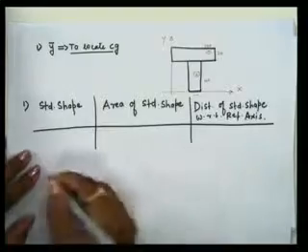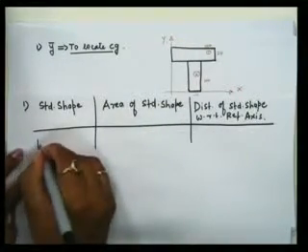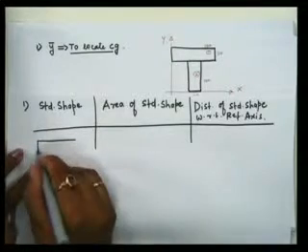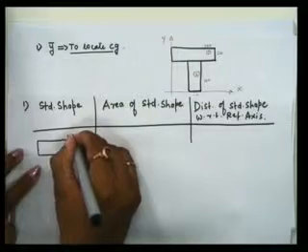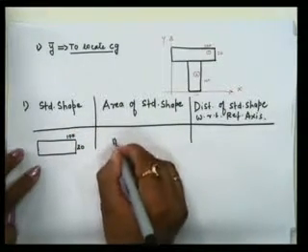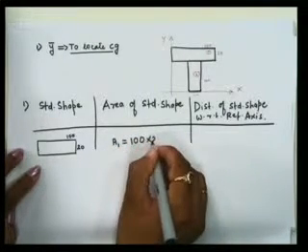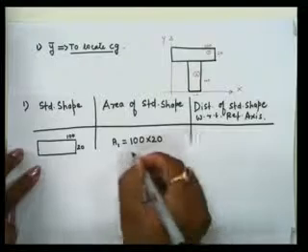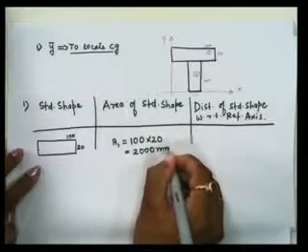So first is a rectangle. So we can show a rectangle. Okay, what are the dimensions of a rectangle? 100 and this is 20. So what will be the area? A1, that is equal to 100 into 20. Okay, that is 2000 mm square.